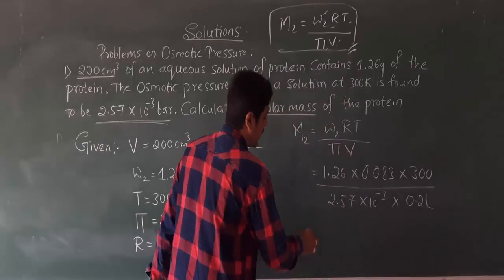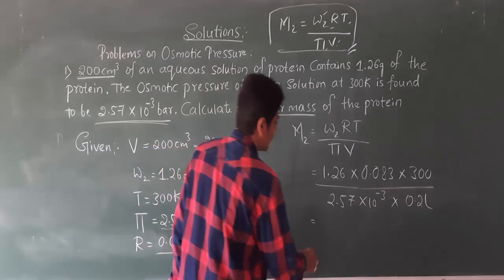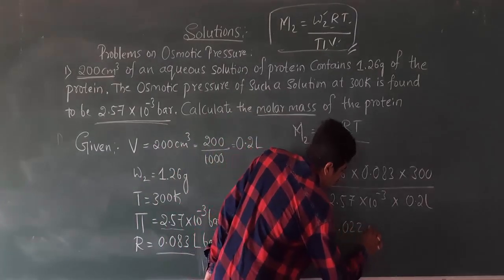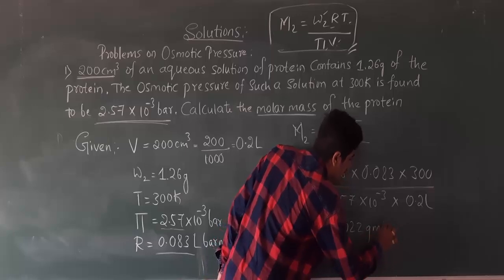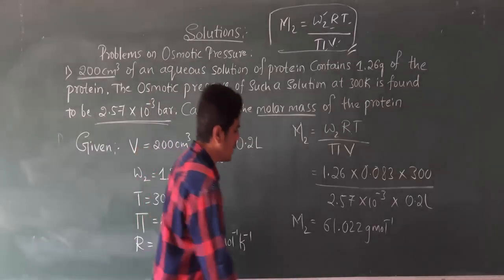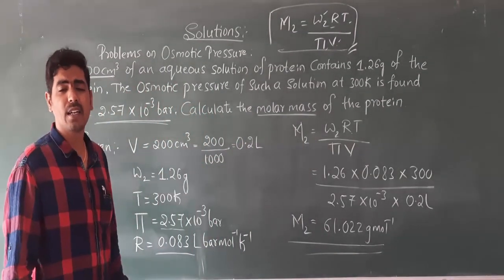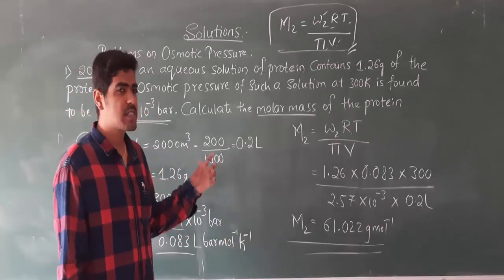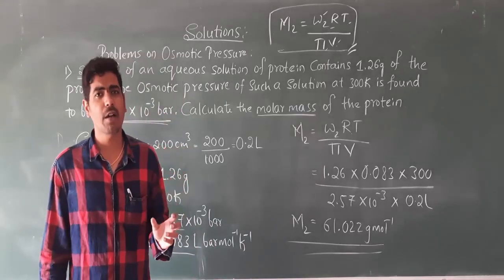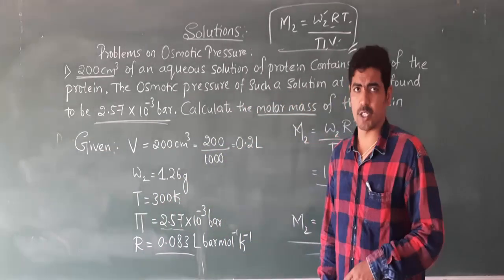So substituting all these values, what you will get? You will get 61.022 gram per mole. So this is the molar mass of the solute. Okay. So this is how we can solve the problems based on osmotic pressure, how to calculate the molar mass of the solute by using the osmotic pressure.